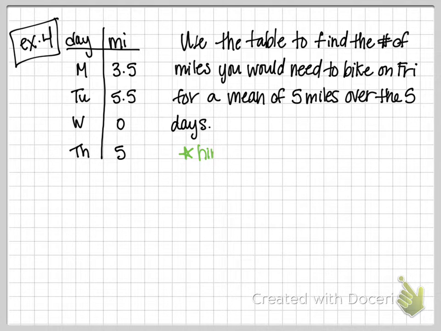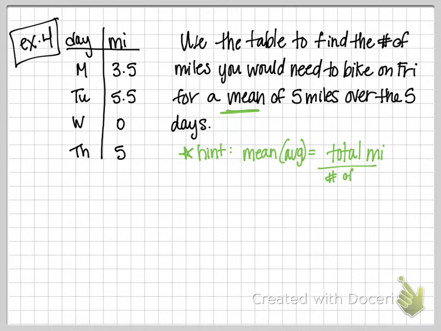So first of all, we need to remember, how do we find the mean or the average of a set of numbers? You add all the numbers together, then divide by the amount. Very good. Add all the numbers together, then divide by the amount of numbers that you have, right? So in this case, it would be the total number of miles divided by the number of days.